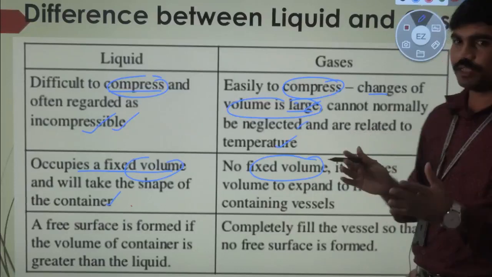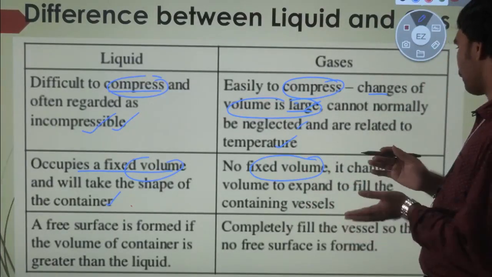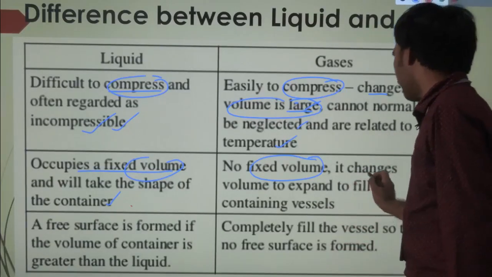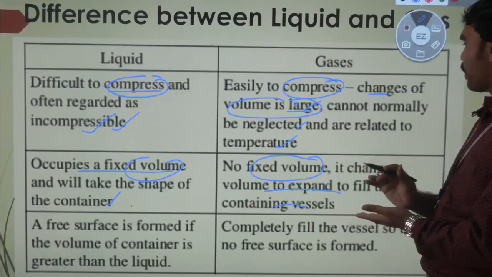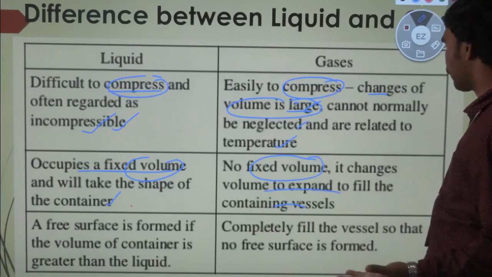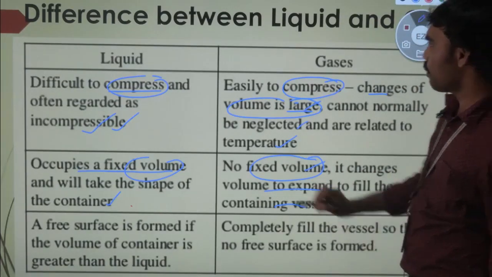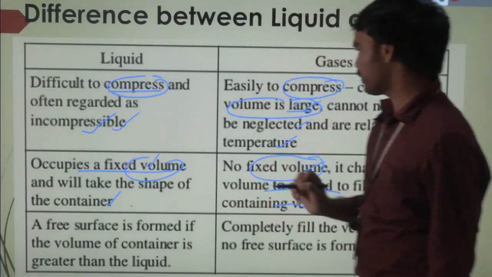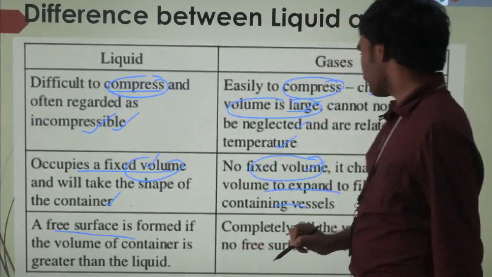When a gas is filled in some vessel and you apply pressure, it will change its volume. It expands to fill the container or vessel. You can compress it, and if you release the same gas into a large room, it can occupy the entire room. So there is no fixed volume for gases, but for liquids there is a fixed volume. And also, liquids have a free surface.